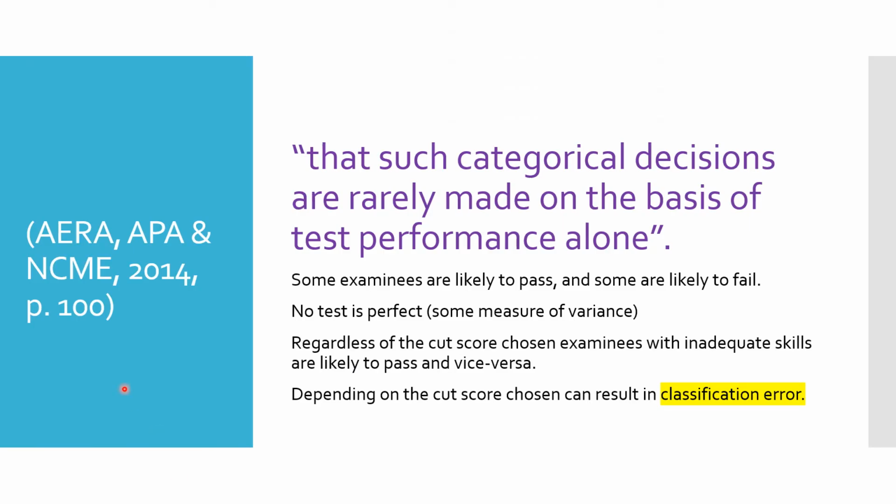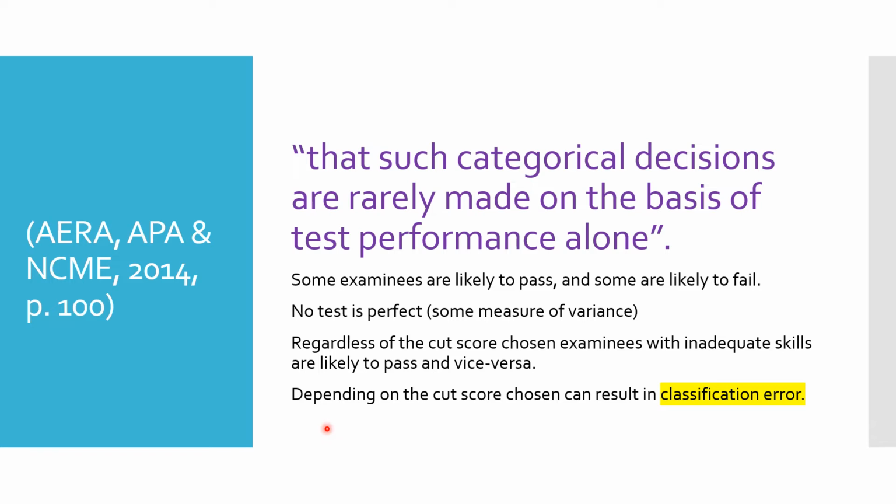Okay, so what stood out for me was this line from the standards, that such categorical decisions are rarely made on the basis of test performance alone. So what they're saying here is that some examinees are likely to pass and some are likely to fail. No test is perfect, and we would have done with Dr. Alexander that there's always some measure of variance, there's some sort of error in your test, and I remember that was the issue with the parallel test when we did our theory on statistics. So regardless of the cut score chosen, examinees with inadequate skills are likely to pass and vice versa.